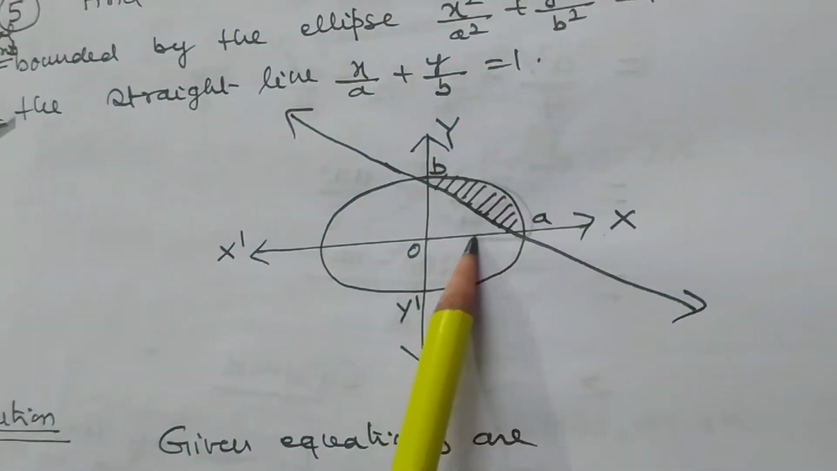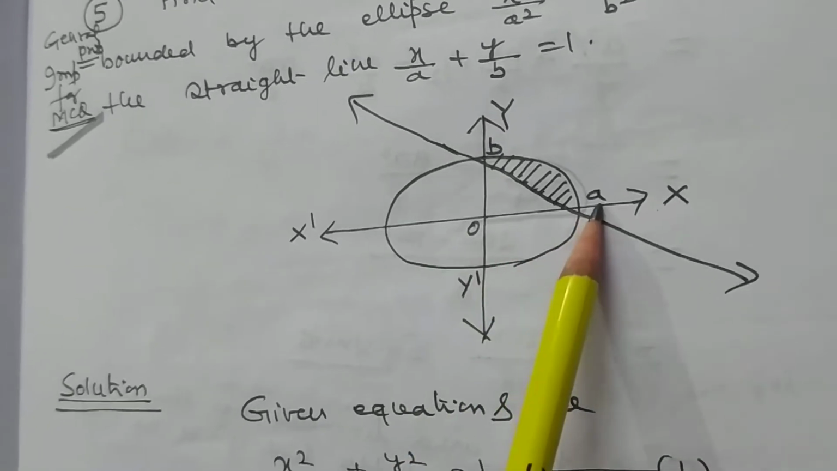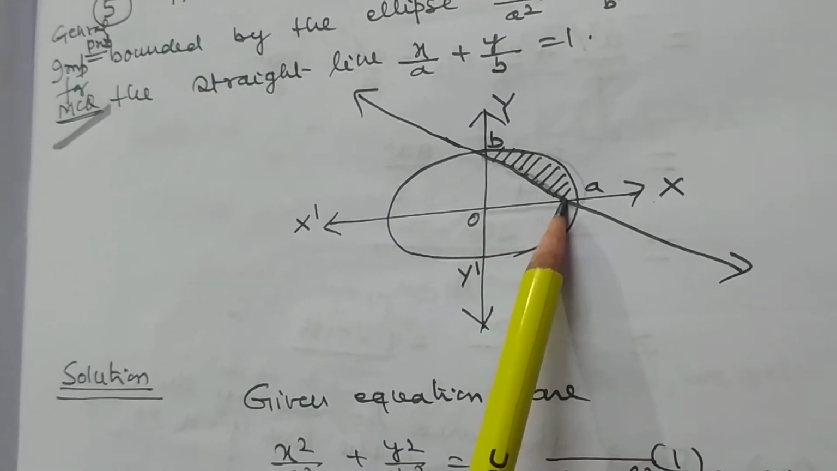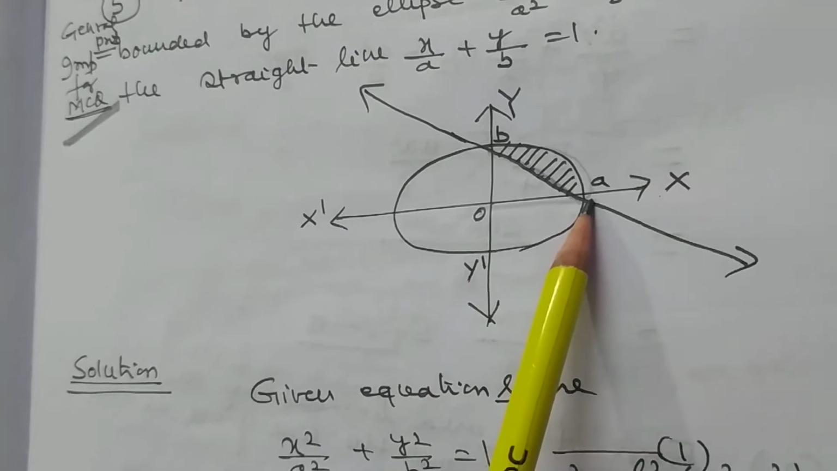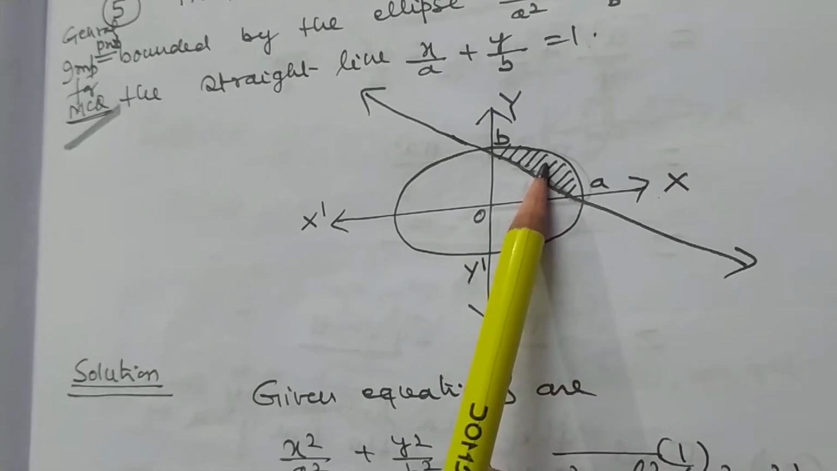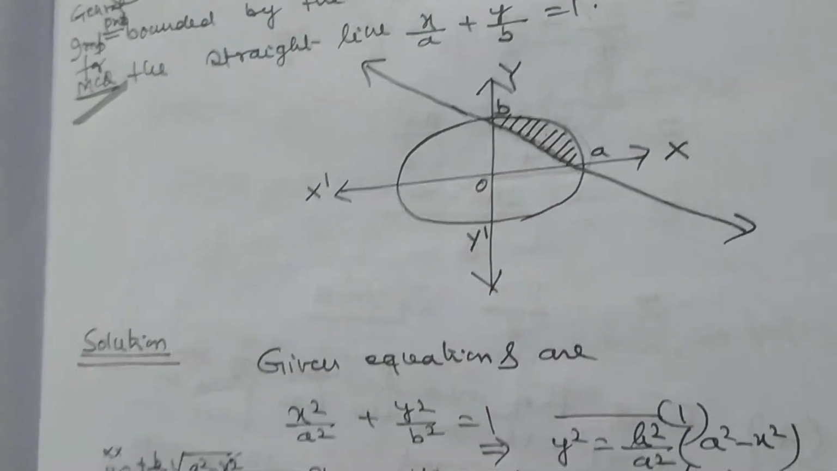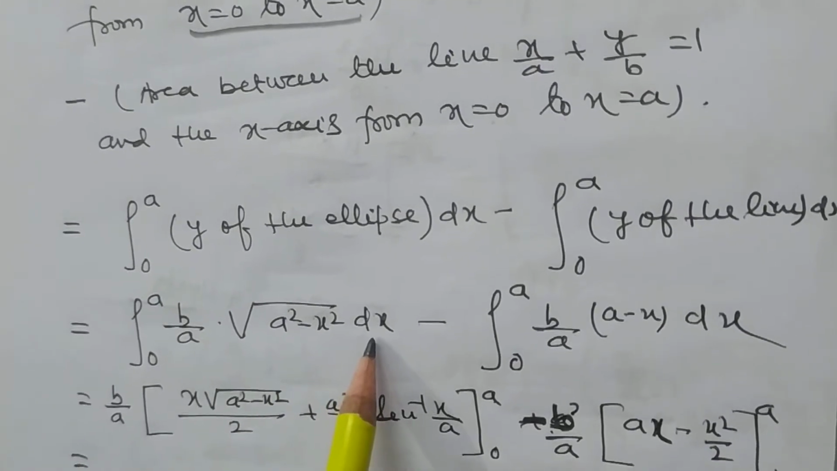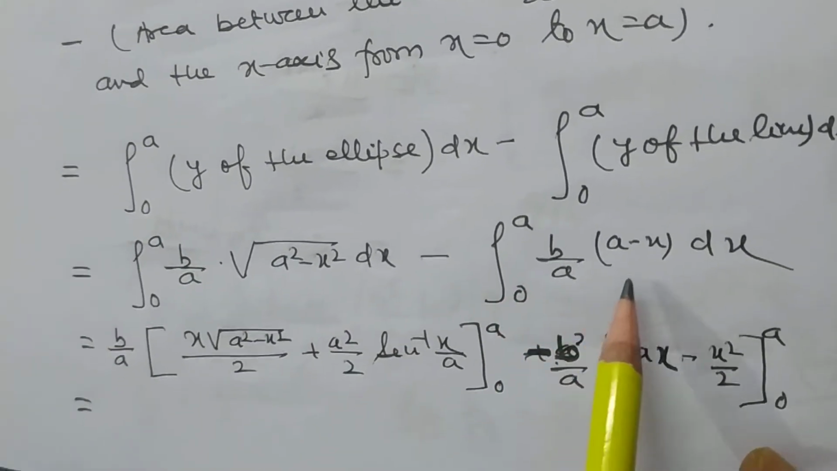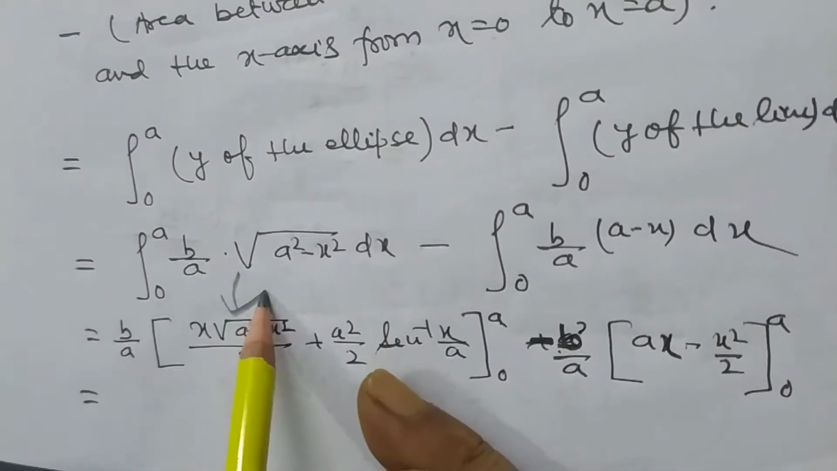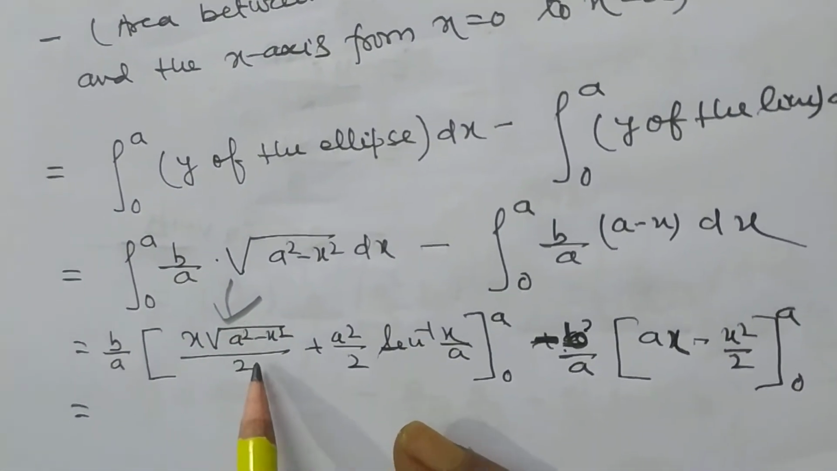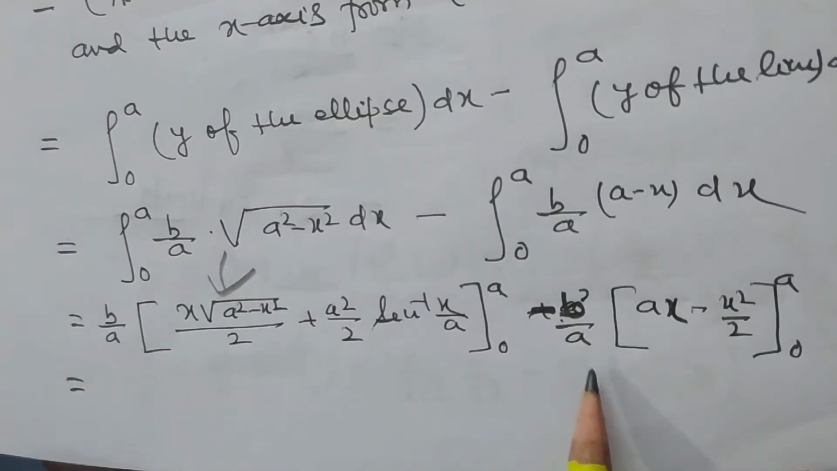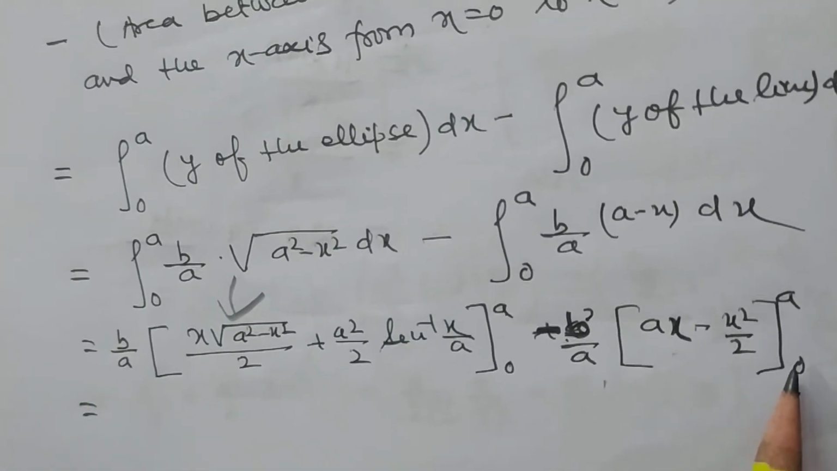The area of this part, the area of the ellipse from 0 to a, you will subtract from the area of the triangle from 0 to a. You will get the area of the bounded region, the shaded region. So now y of the ellipse is equal to the integral from 0 to a of b by a root over a square minus x square dx, minus the integral from 0 to a of b by a (a minus x) dx. The formula for the integral of root over a square minus x square is x by 2 root over a square minus x square plus a square by 2 sin inverse x by a. That is minus b by a (ax minus x square by 2) from 0 to a.